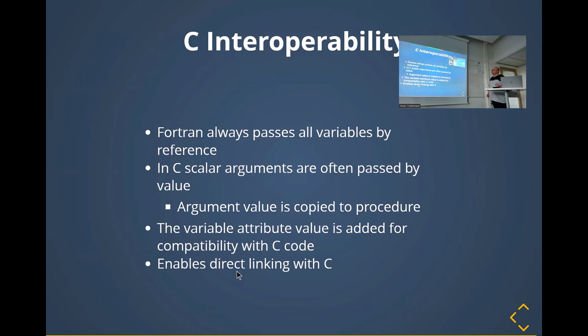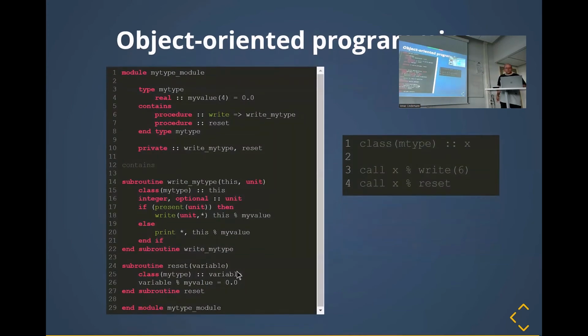But now, with the later versions of Fortran, you can actually add an attribute called value to your variables coming into a subroutine to indicate that this variable should be passed by value and not by reference. And that enables you to declare functions in Fortran that you can link directly with C, because you can map them directly. So a subroutine in C can be mapped directly to Fortran and called from Fortran exactly like we wanted to.